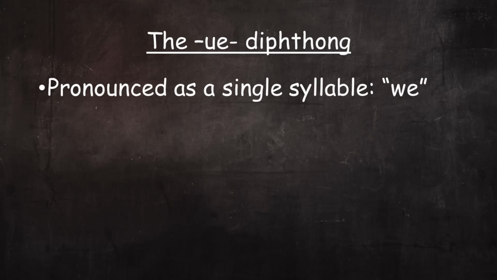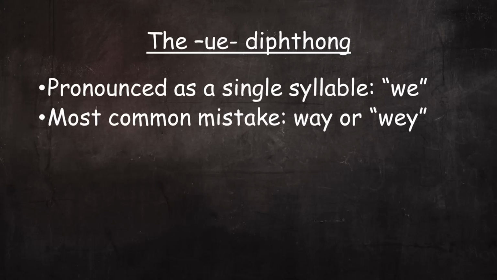UE is pronounced as the single syllable we. The most common mistake made by English speakers is to change the vowel quality of the E. Instead of pronouncing the diphthong we, we tend to pronounce it like the English word way. Let's look at some examples of Spanish words with a UE diphthong and compare how students sometimes pronounce them with the correct pronunciation.